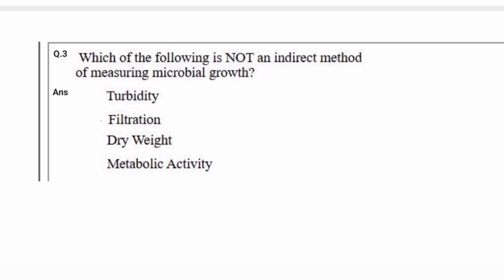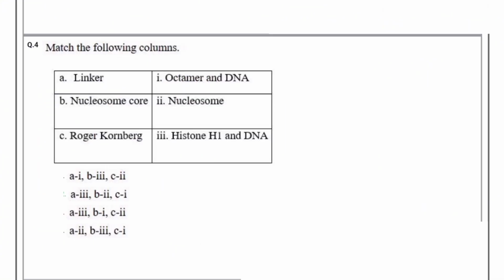Which of the following is not an indirect method of measuring microbial growth? The options are turbidity, filtration, dry weight, metabolic activity. For this the correct answer is the second one, that is filtration. So let's see the next question.